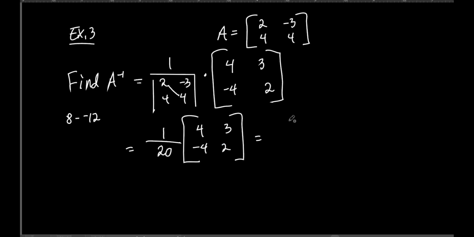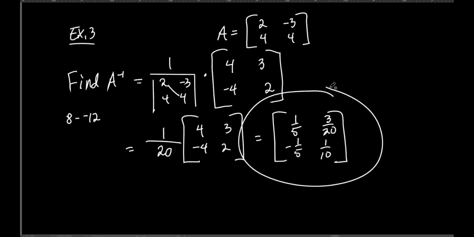So 4 over 20, what's that? Can you do 4 over 20 in your head? Reduce the fraction? 1 over 5. Okay, what's 3 over 20? Well, it's just 3 over 20. You can't reduce that. What's this going to be? Negative 4 over 20. So it's going to be what? Negative 1 fifth. And this is 2 over 20, which is going to be 1 tenth. Look at that. Right on time. And that is the what? It's the inverse matrix. So now you know how to find the inverse matrix.